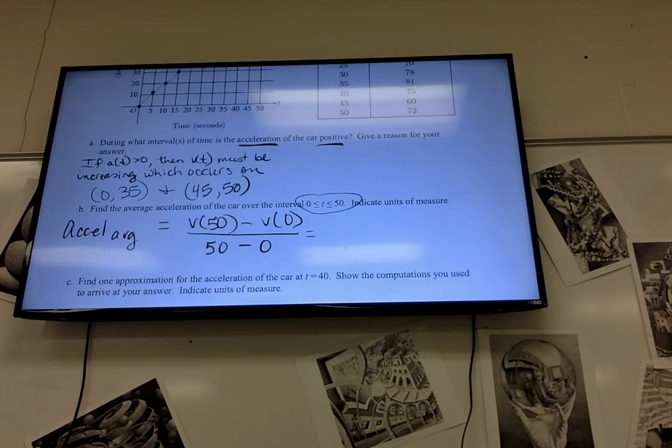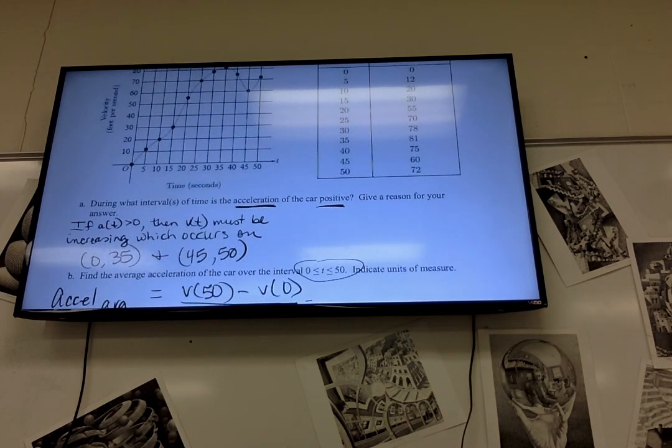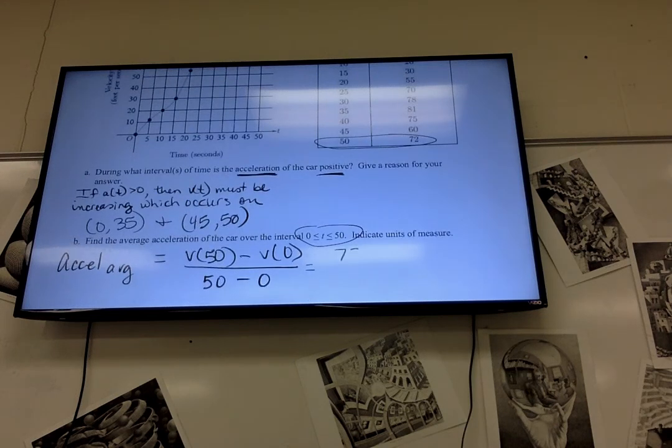Okay, so looking at the chart, v of 50 is 72, and v of 0 is 0. So it's 72 over 50, which is 36 over 25. We could use a calculator, whatever the calculator would be.